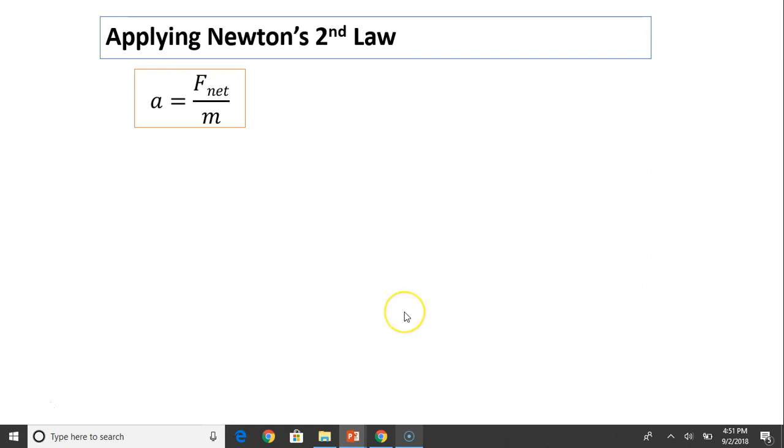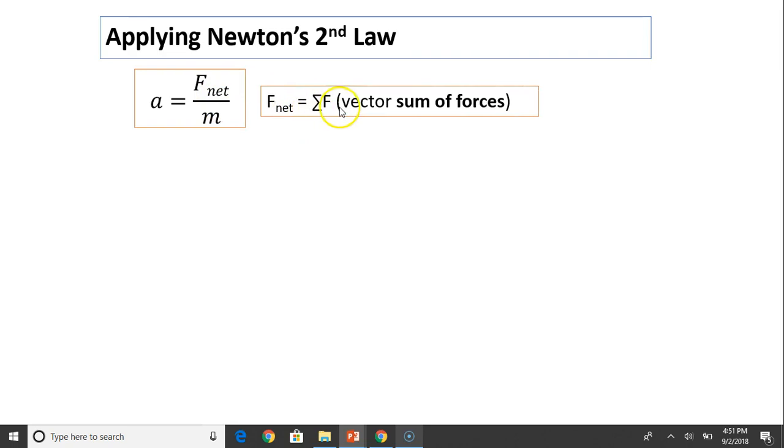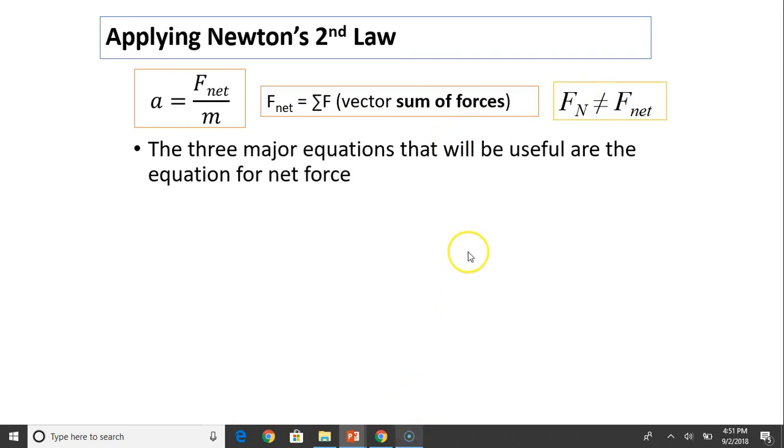Applying Newton's second law, acceleration is F net over mass. This F net is the sum of all forces. This sum is a vector sum, which means it includes direction. Pay attention, F sub N, capital N, is not F net, even though both start with N. This one is net force, this is normal force. The 3 major equations will be used for other equations for net force, gravity, and friction.